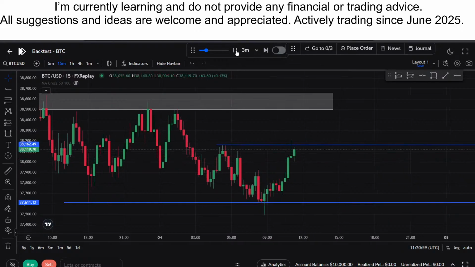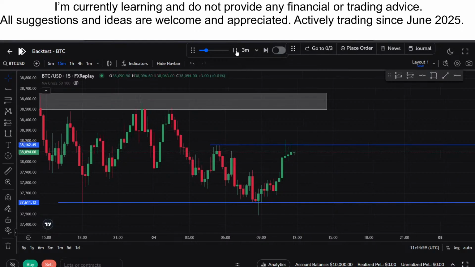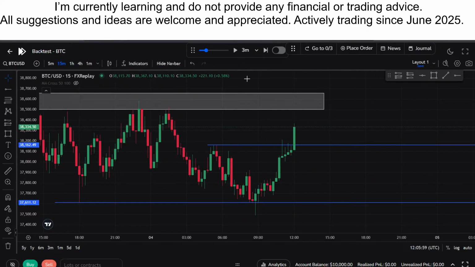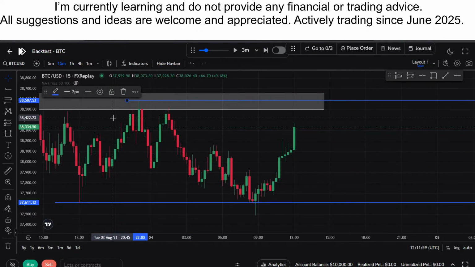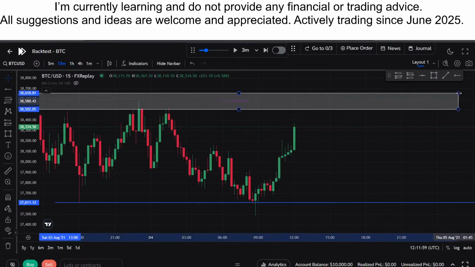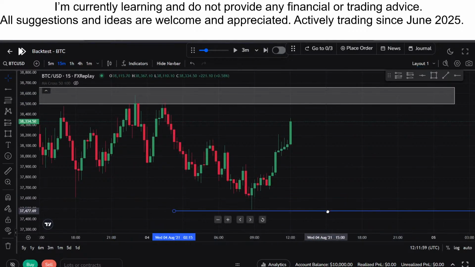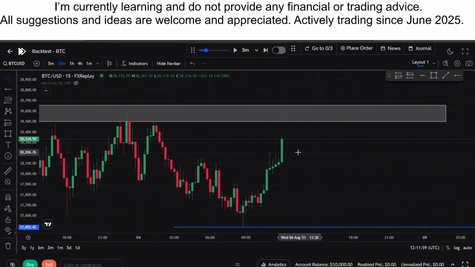Break of structure. Okay, liquidity sweep. Another sweep. Okay, breakout. There is a breakout, and here we have another liquidity sweep. Let's increase this, and here we have a new low.